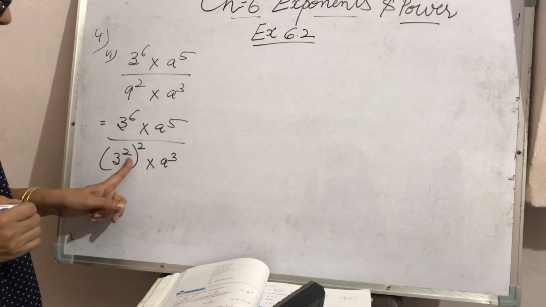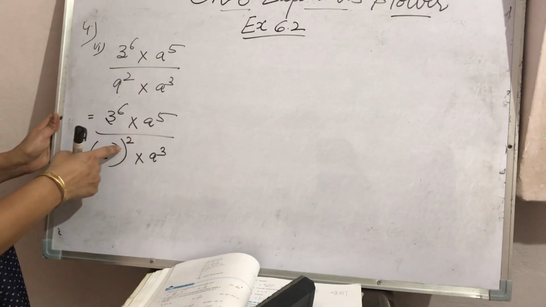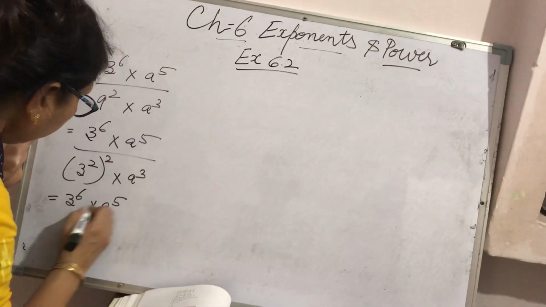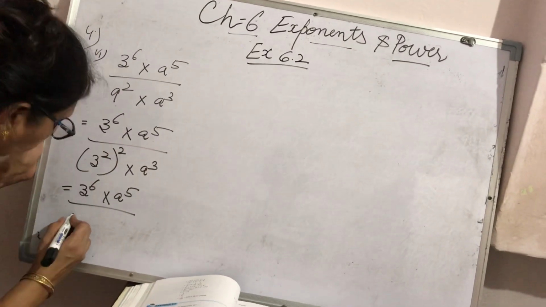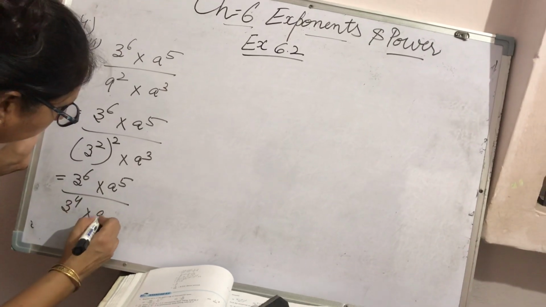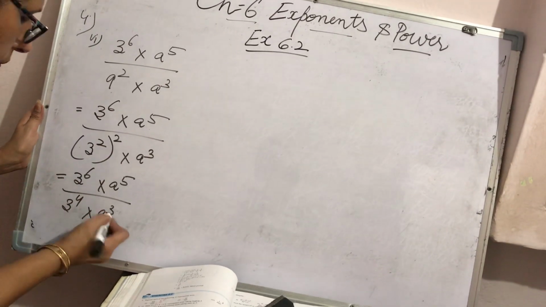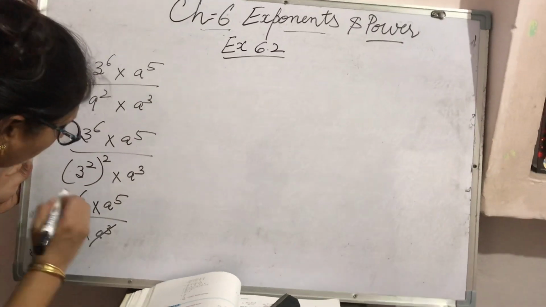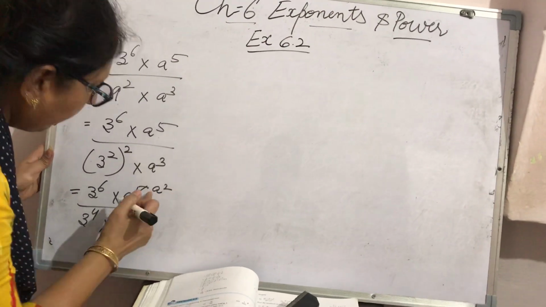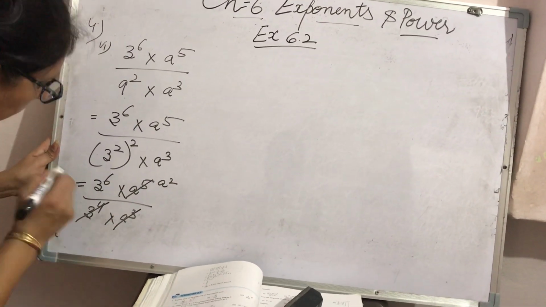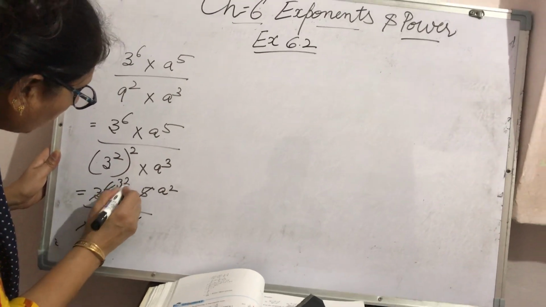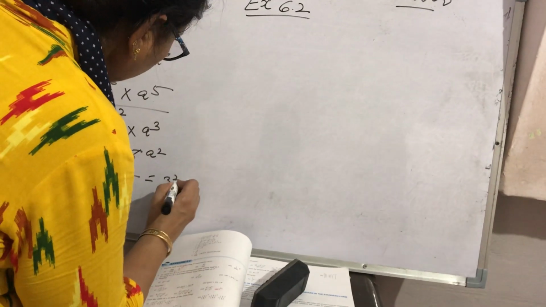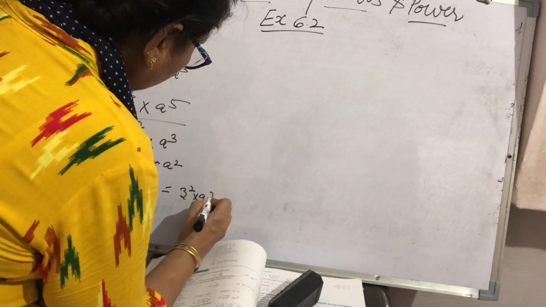Now power, again power. First of all, we multiply power with power. 3 raised to power 6, a raised to power 5. Now multiply these powers: 3 raised to power 4, a raised to power 3. Now division is there. We can reduce it by subtracting the powers. a raised to power 2, 5 minus 3, 2. Again 3 raised to power 2, 6 minus 4, 2. Now we have left 3 square multiply a square.